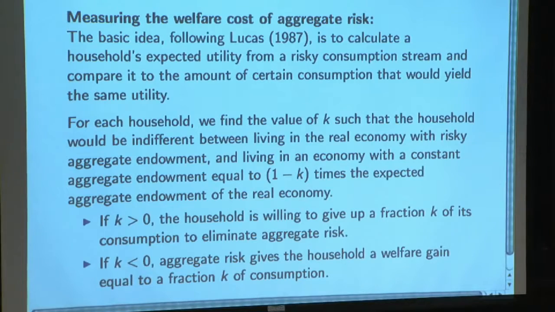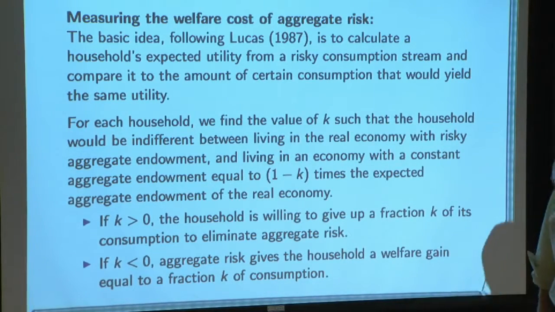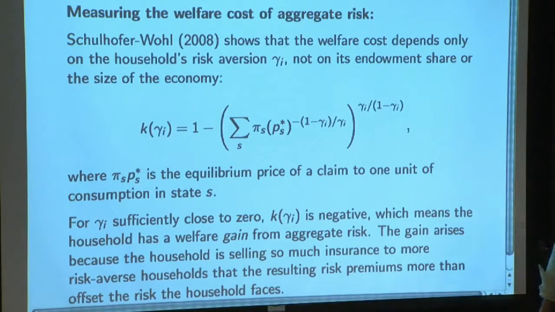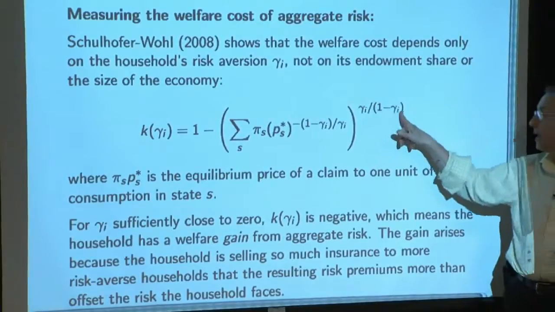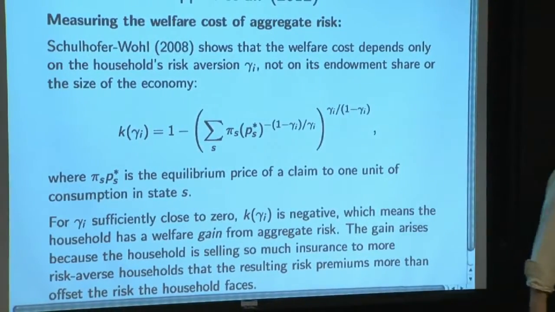Lucas did this with business cycles. So this number K, which is the amount you're willing to give up, the fraction you're willing to give up, if positive, means that you gain from eliminating aggregate risk, but K can actually turn out to be negative. Here is an expression for it. Suffice it to say that it has to do with the risk tolerance.